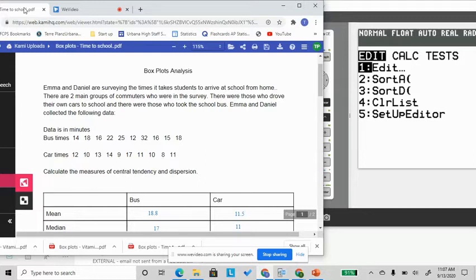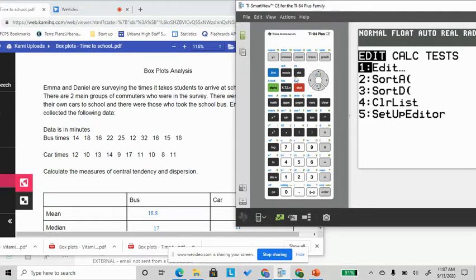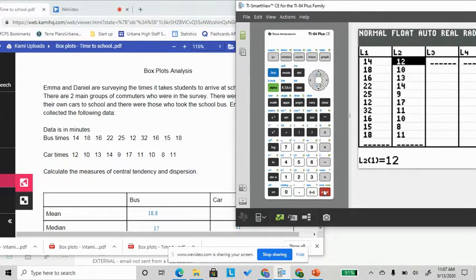So the data is in minutes. For example, bus times, someone took 14 minutes, 18 minutes, and so on. And then you have your car times. So what I would like you to do is go to your graphing calculator, go to Stat, Edit, and put the two sets of data in List 1 and List 2. I put the bus in List 1 and the cars in List 2, so it'd be great if you would do that so we all have the same data.